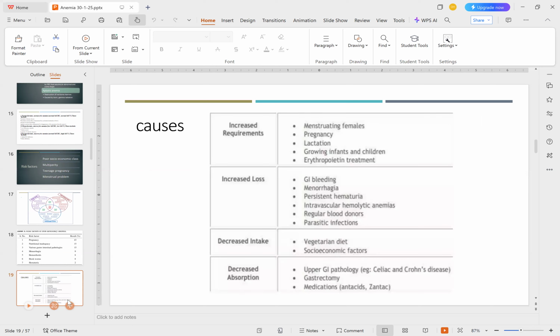Causes. Increased requirements in menstruating females, pregnancy, lactation, growing infants and children, and erythropoietin treatment. Increased loss in GI bleed, menorrhagia, persistent hematuria, intravascular hemolytic anemia, regular blood donors, and parasitic infection. Decreased intake in vegetarian diet and socioeconomic factors. Decreased absorption in upper GI pathology, gastrectomy, and medications.